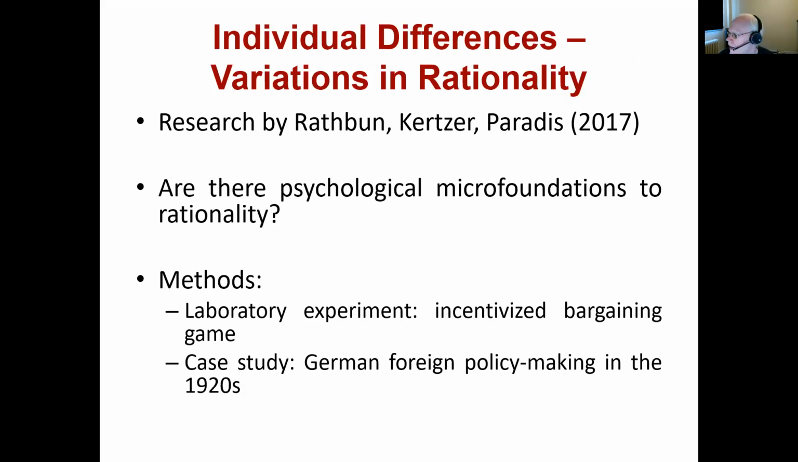Now I want to end with looking at individual differences. So far, I talked about errors in foreign policy. And when we looked at prospect theory, we saw that in general, people flip their preferences based on the pattern. And we talked about different heuristics, different shortcuts that people use. And I said that that often leads to errors or deviations from rationality.